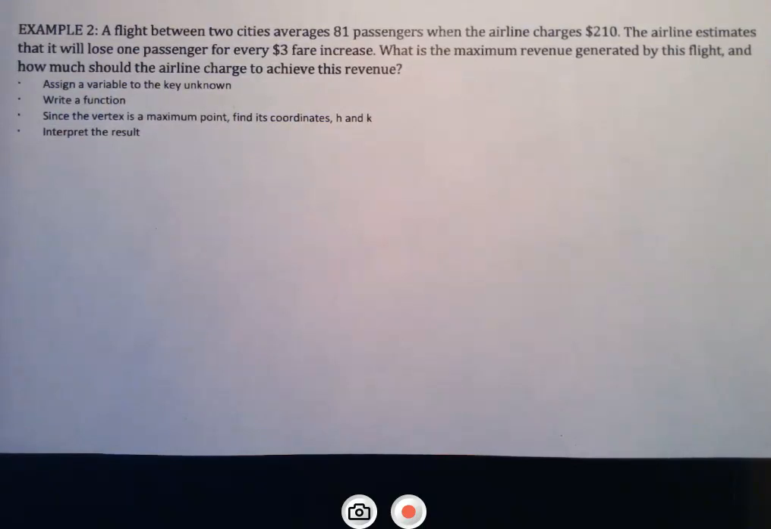All right, so what's the important information in the word problem? The number of passengers, the 81, the original price, $210, and the $3 increase for every one passenger. They lose one passenger for every $3 fare increase. And then the main question at the end is the key unknown. That would be like our X value. What is the maximum revenue generated by this flight? And then it's also asking how much they should charge.